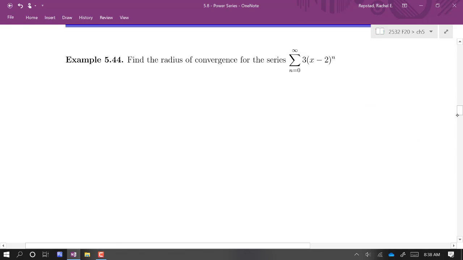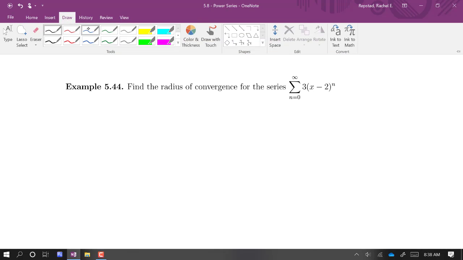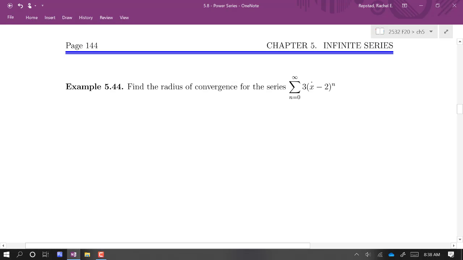All right, so let's try another one. We're going to find the radius of convergence for this series. The nth term is given by 3 times x minus 2 to the n. So when I'm working with these series, the first thing I like to do is just make a quick note. I'm looking at the powers of, in this case, x minus 2. I know that this is centered at c equals 2.